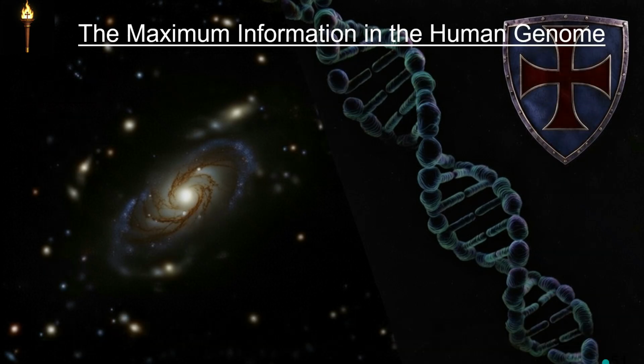We're now ready to calculate the maximum amount of information in the human genome. Now, the maximum amount of information is the information that's used, but also additional, call it junk information. And what we want to focus on is the used information, but this is the first step.